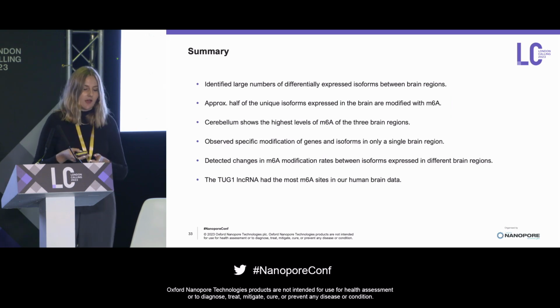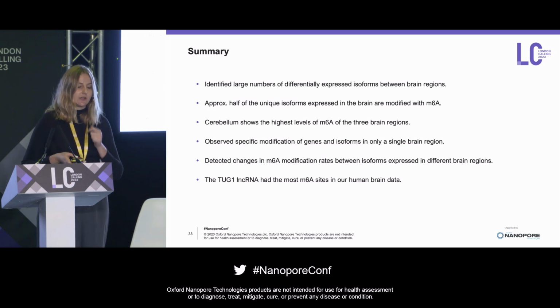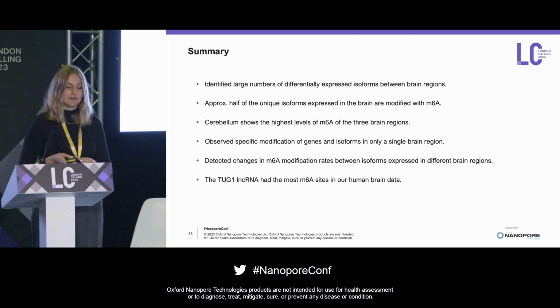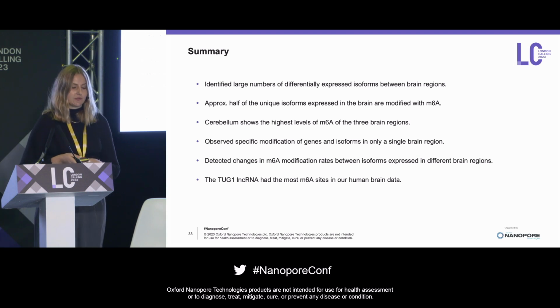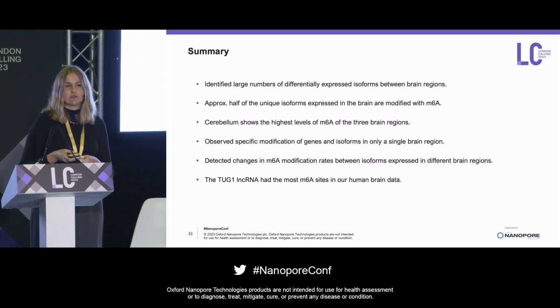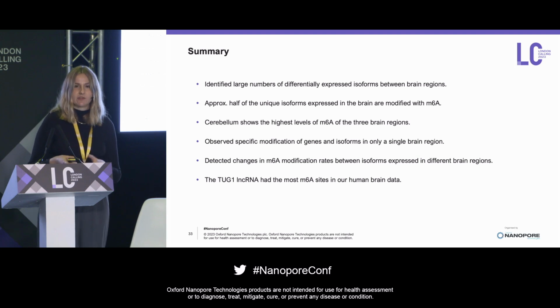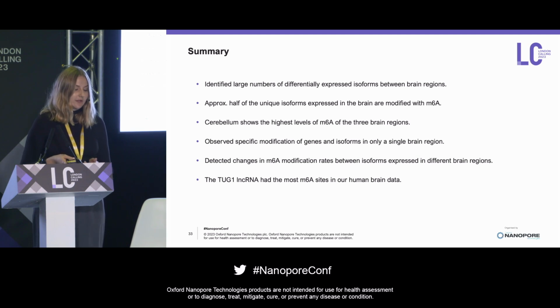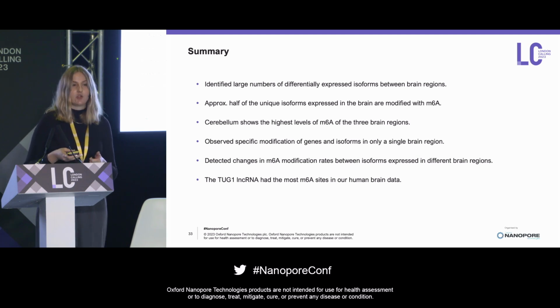Okay, so just to summarize, we identified large numbers of differentially expressed isoforms between the brain regions. Approximately half of our unique isoforms expressed in the brain were modified with M6A, and the cerebellum showed the highest levels of M6A out of the 3 brain regions. We could observe specific modification of genes and isoforms in a single brain region, and we detected changes in the M6A modification rates between isoforms expressed in different brain regions. And finally, the TUG1 lncRNA had the most M6A sites in our human brain data, and this is something we are hoping to follow up experimentally.